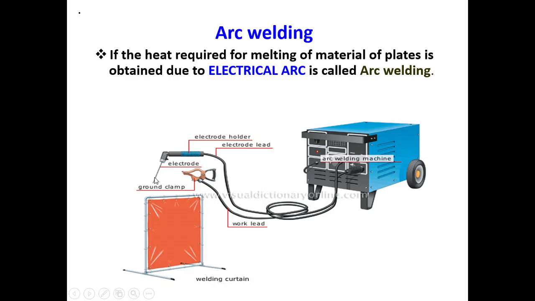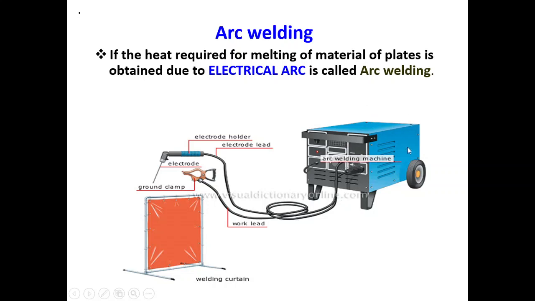Okay, so you can see over here the work material which is to be joined, and the electrode, either consumable or non-consumable, can be used. Apart from this, the power supply is here. Here you can see this is a power supply, which is either AC or DC.